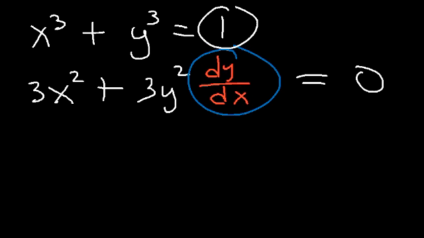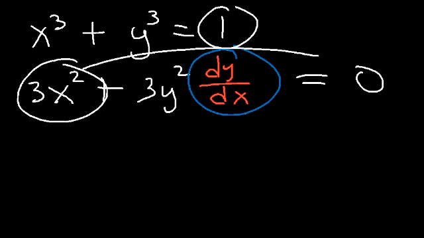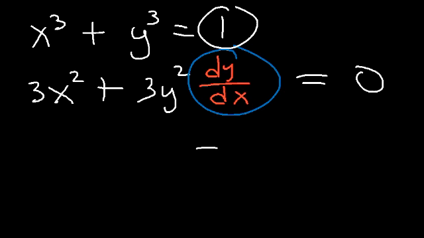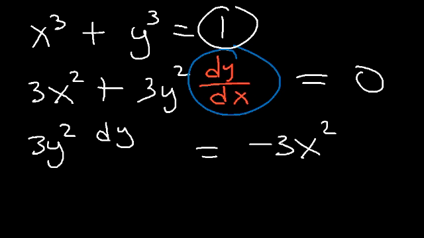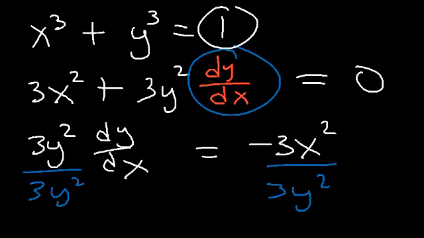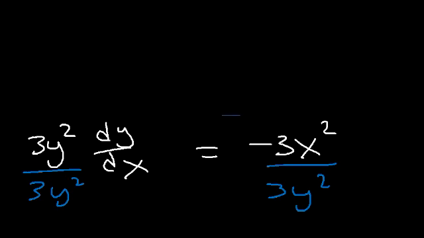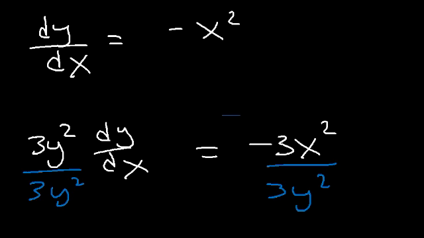So now we need to isolate dy/dx. Let's move 3x squared to the other side. On the left side it's positive, but on the right side it's going to be negative 3x squared. To get dy/dx by itself, we need to divide both sides by 3y squared. So dy/dx, or y prime, is equal to negative x squared divided by y squared. We can cancel the 3's. So that's the answer.